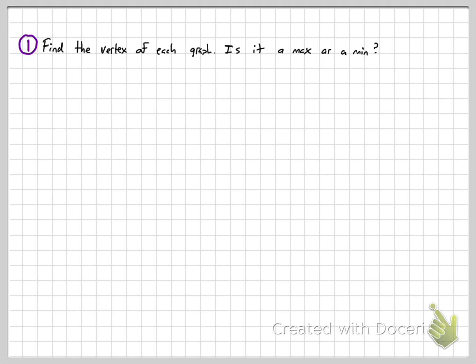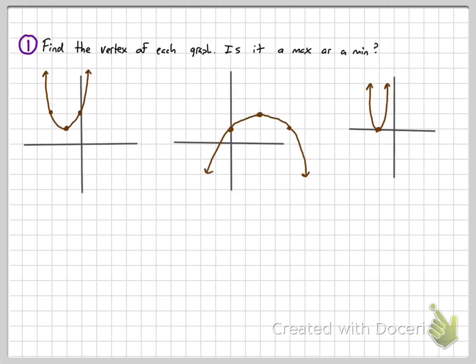So number 1, I want to find the vertex of each graph. And then I want to know, is it a max or a min? So here I have your 3 graphs. Now this first point here, I see that the vertex is (-1, 1). Now it's the lowest point of the graph, so I would say that it's a minimum.